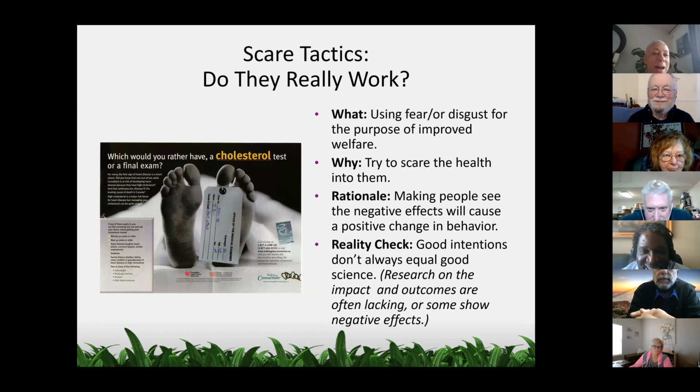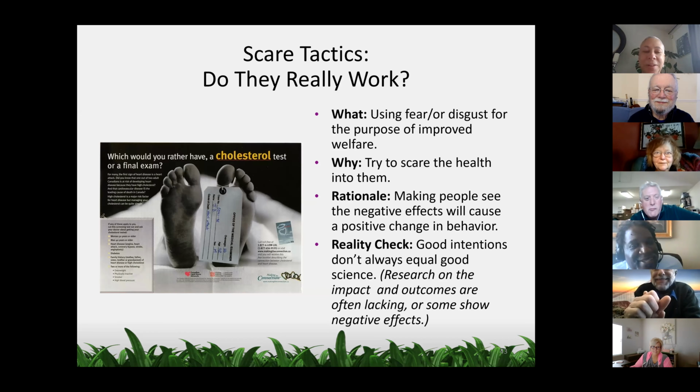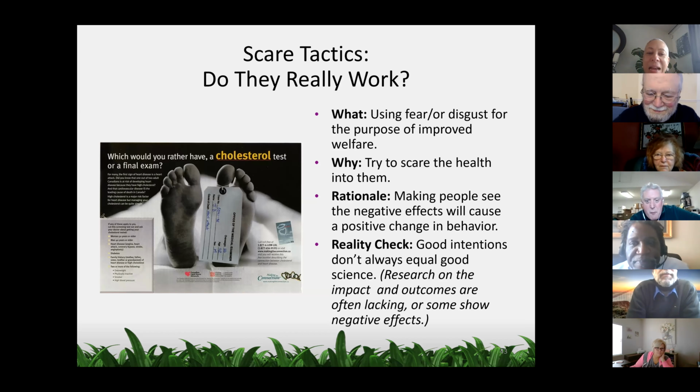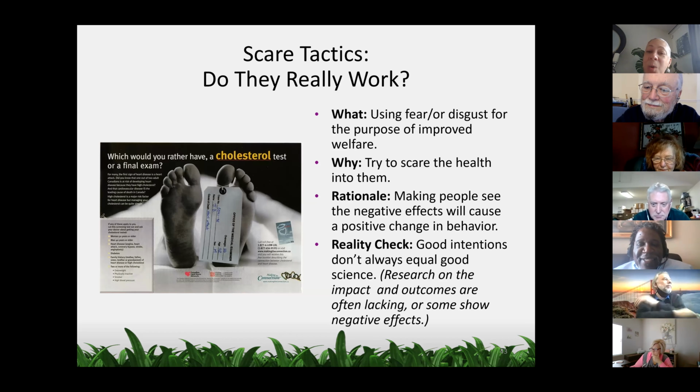I'll just tell you, I am part of Gen X, and they thought that scare tactics were going to work on us. What is that? Using fear or disgust for the purpose of improved welfare. Why? To try to scare health into us. The rationale is that it makes people see the negative effects, which will cause positive behavior change. Well, the reality check: good intentions don't always equal good science, and so we know that scare tactics don't work.